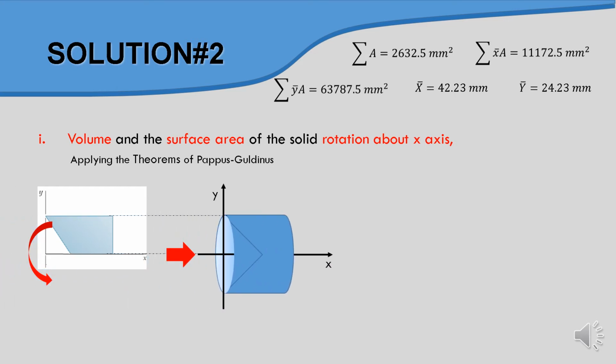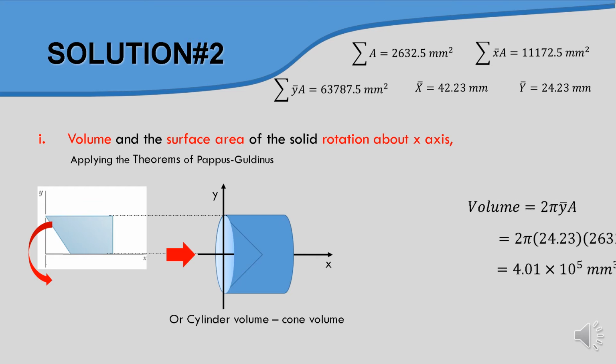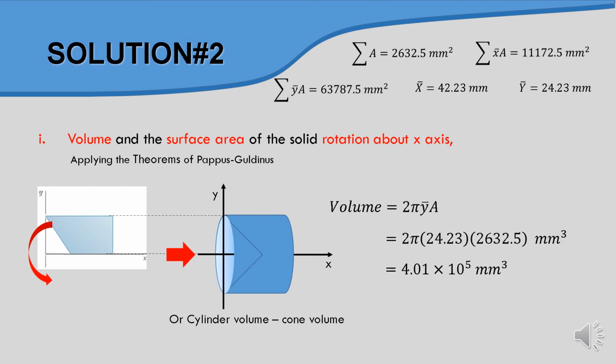We have a cylinder, and then we have the cone, whereby the cone is hollow. In order to get the volume, we apply the formula, and we put in the value of y bar, the value from the previous slide, and also the A value. So finally we have the volume is 4.01 times 10 to the power 5 mm cubed.